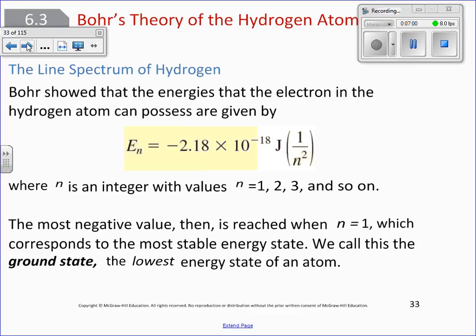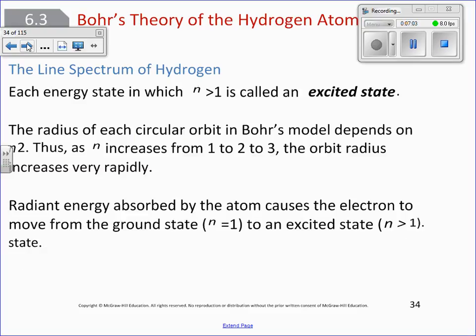So if n is greater than 1, that's called an excited state. So you've got to have energy to get up there. Okay? So the radius of each circular orbit in Bohr's model depends on n squared. Thus, as n increases from 1 to 2 to 3, the orbits get bigger.